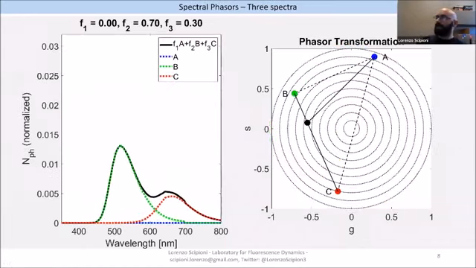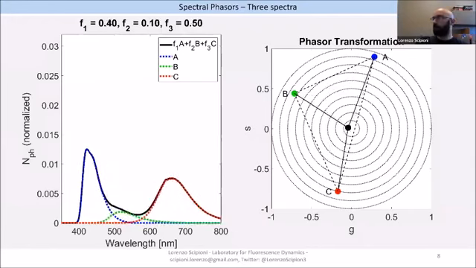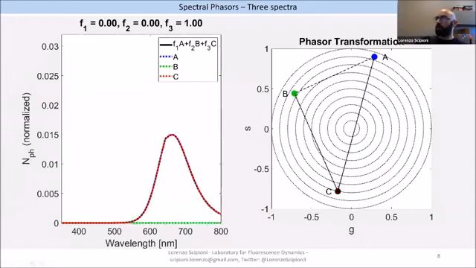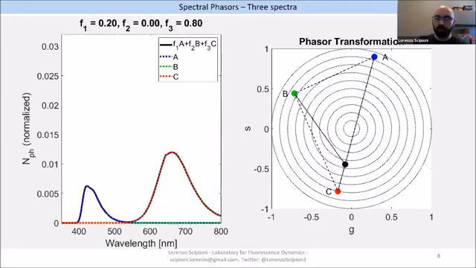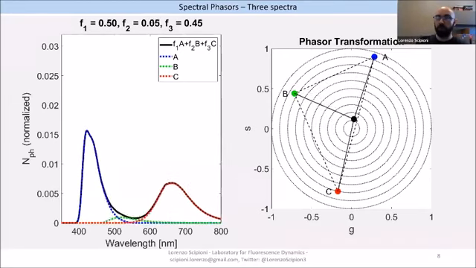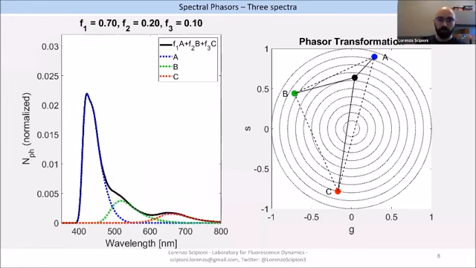As for lifetime, you can effectively mix up to three components using the first harmonic. And as you can see, with different contributions from the different spectra, the final combination will be somewhere inside the triangle that's described by the pure components of the spectra. So having the three spectra, you can immediately do a spectral unmixing in real time, which is very computationally efficient and actually works better than most unmixing methods.